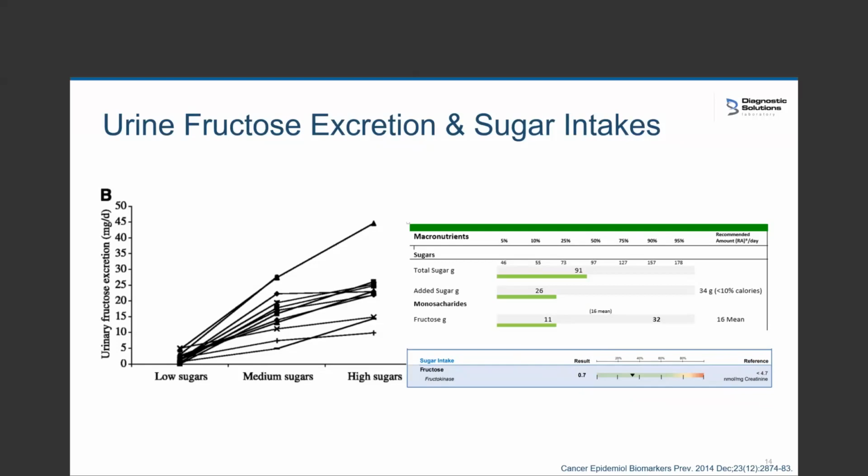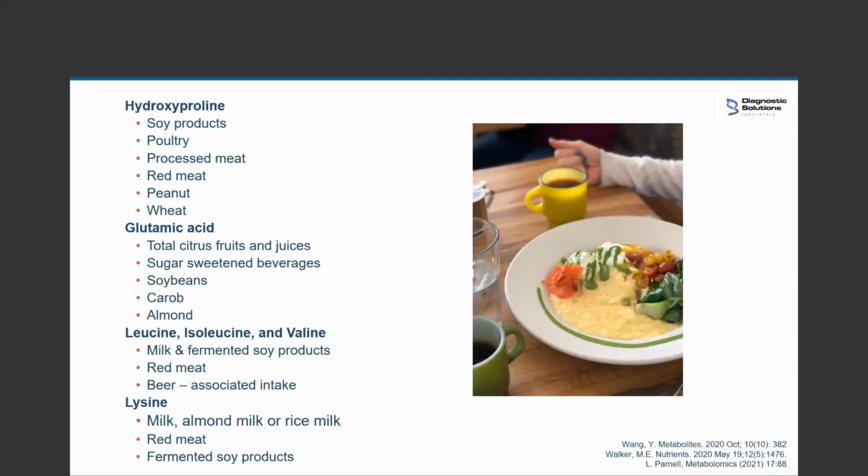So hyperglycemia has been associated with increased fructose levels, especially in patients with diabetes. Some other things I look at: there are several studies that look at all the different foods that can affect these levels. Foods that may be related to hydroxyproline or glutamic acid, and the branched-chain amino acids leucine, isoleucine, and valine, are more likely to be in milk and red meat products.